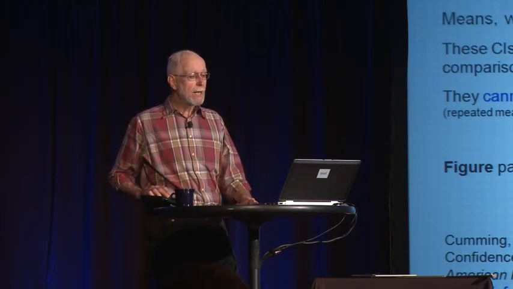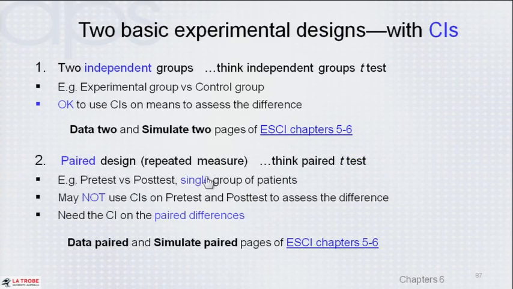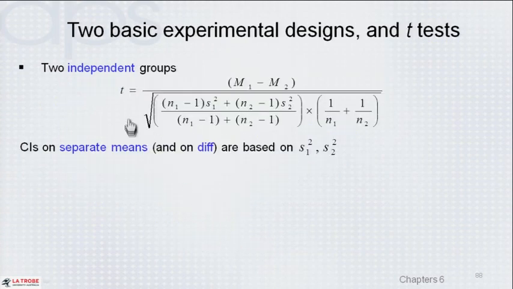Let me say just a little bit about between versus repeated. You know the t-test with 2 independent groups, and you can simulate and play around with that in ESCI. Or the paired design, which you can also simulate in ESCI. They're different. For independent groups, we typically assume homogeneity of variance and use the pooled standard deviation to calculate our t-value, or to calculate the confidence interval on the difference. This is based on the estimated standard deviations in the 2 separate groups.